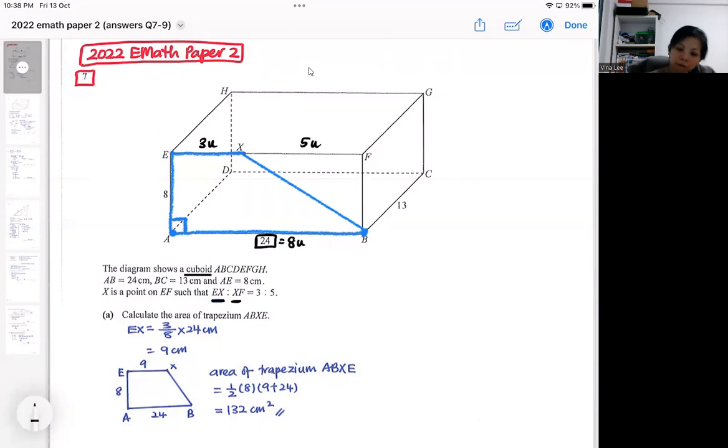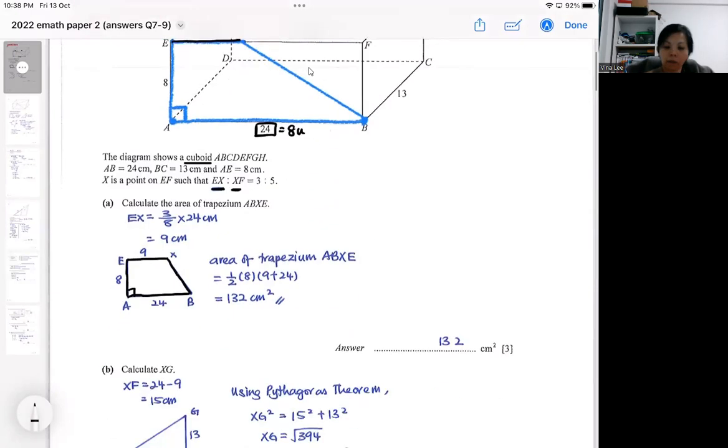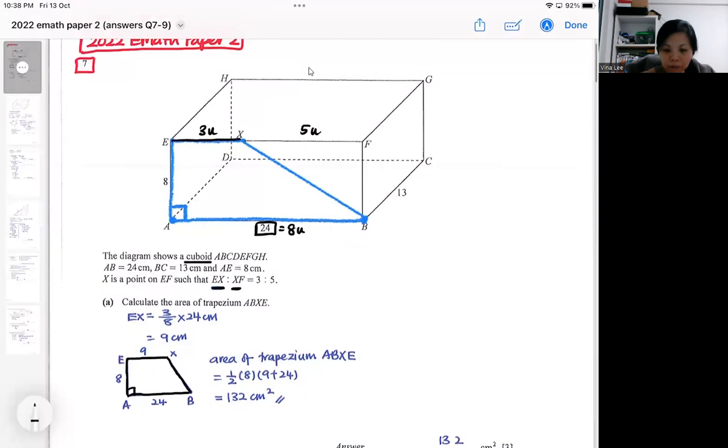So I can find my EX. So 3 units out of 8 units, so that's my EX. All these are from the information they give us. So nothing challenging here, just apply the trapezium formula. The next one, I'm supposed to find XG.